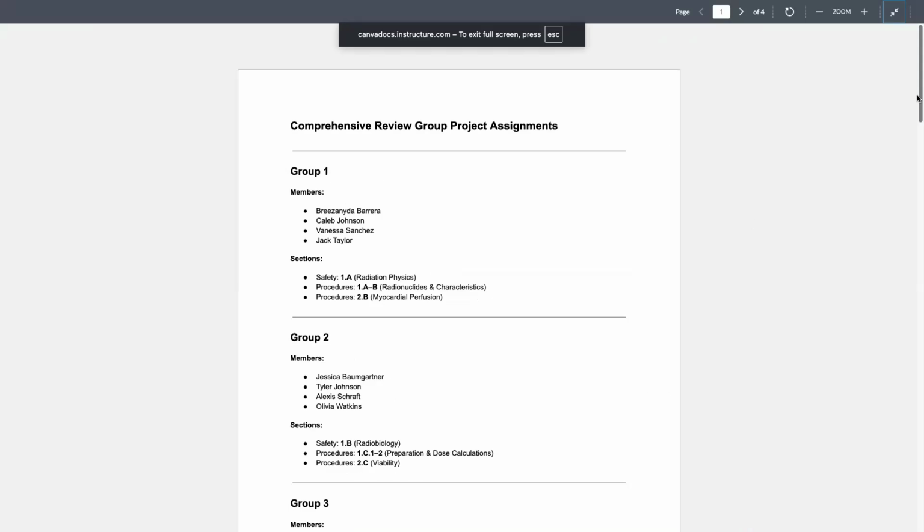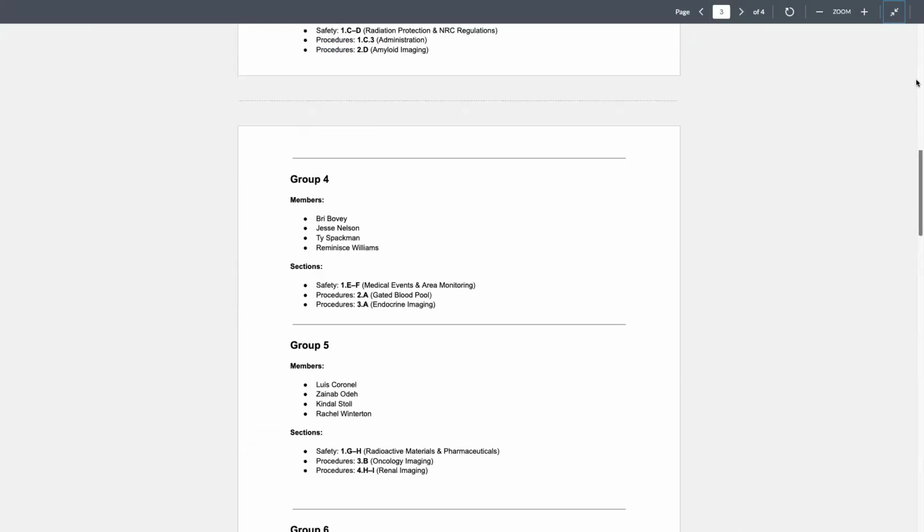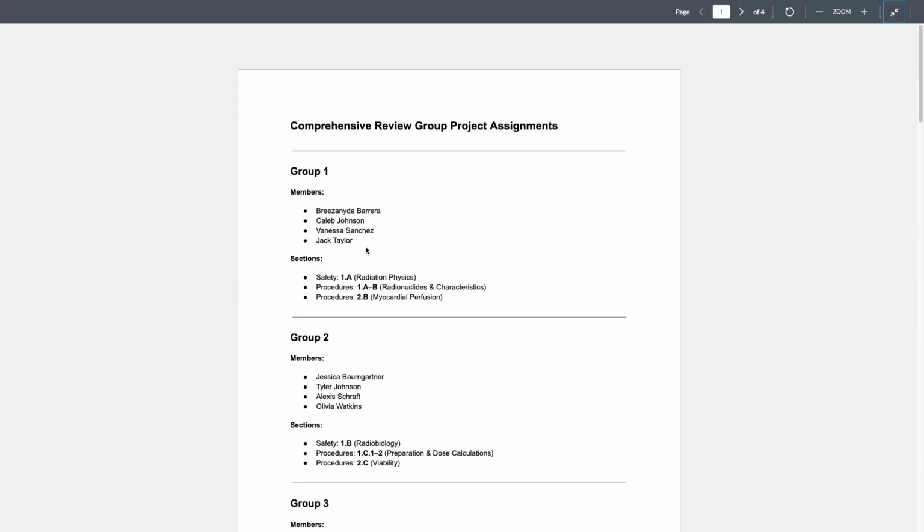So I've listed, there are 10 groups here, group 1 through group 10. What I've done is I've listed first the members of that group, and then I've given you the sections that you're responsible for. This is listed exactly as it is on the ARRT content specification. So for example, this first group is going to have safety, and they're going to have 1A, which is radiation physics. So everything under 1A. They're going to have procedures 1A and B, and then they're going to have procedures 2B, which is myocardial perfusion.